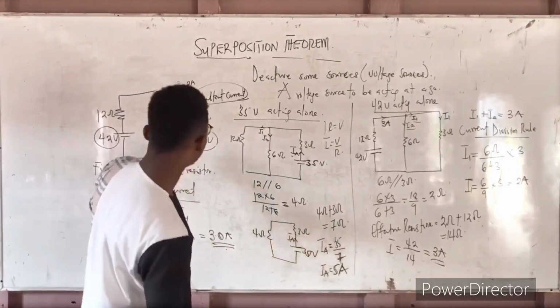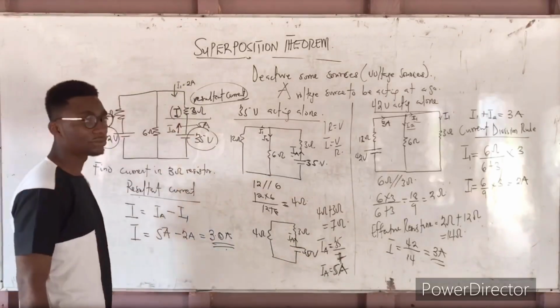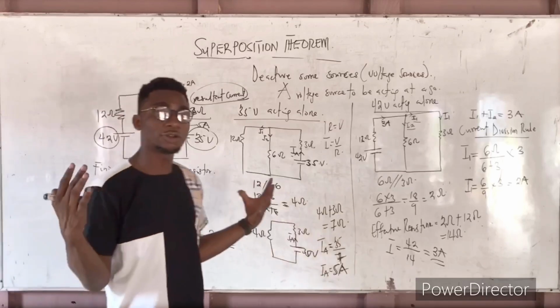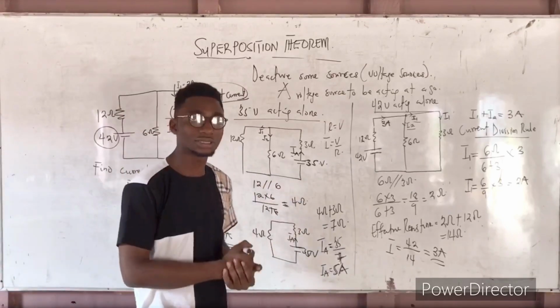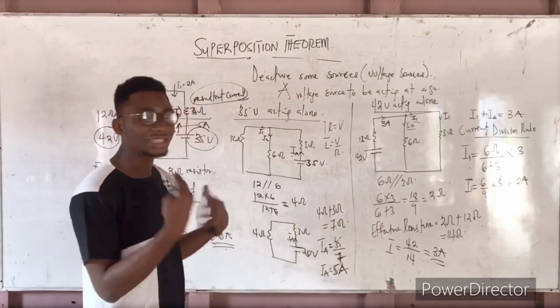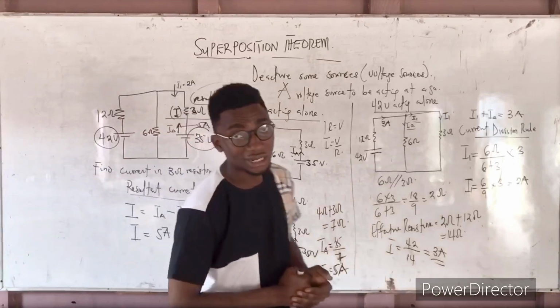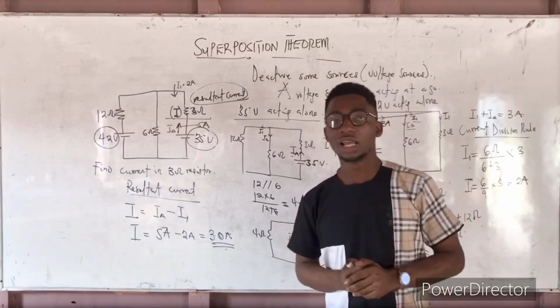If you want to find a particular current passing through a certain resistor, you can use what we thought earlier on, the Thevenin, the Norton, or the superposition theorem. There's another theorem which we will deal with in a different class or a different episode.